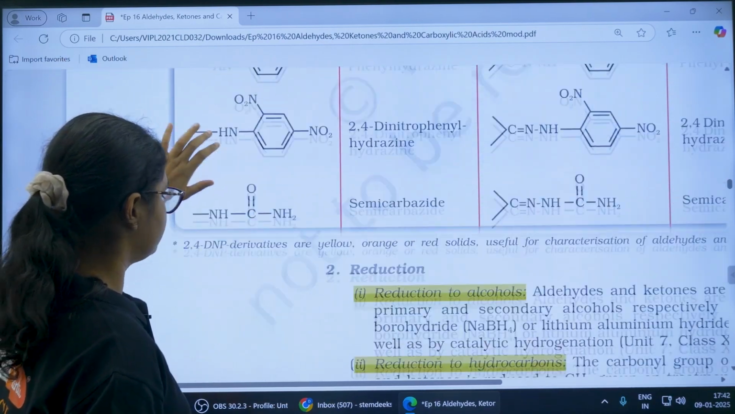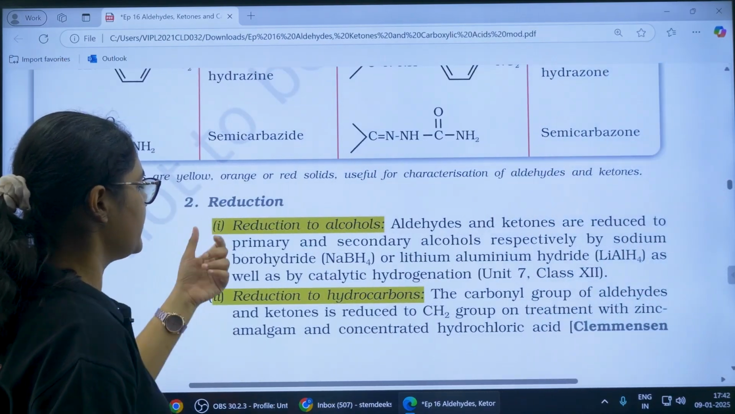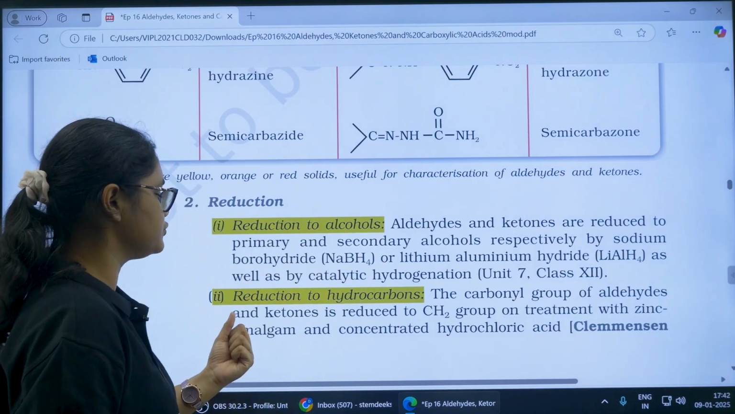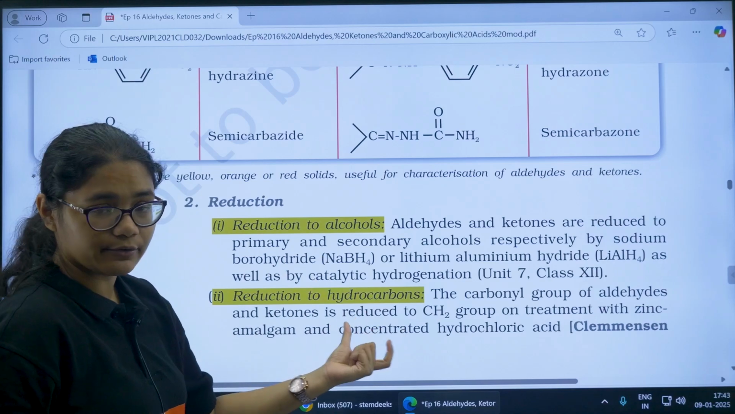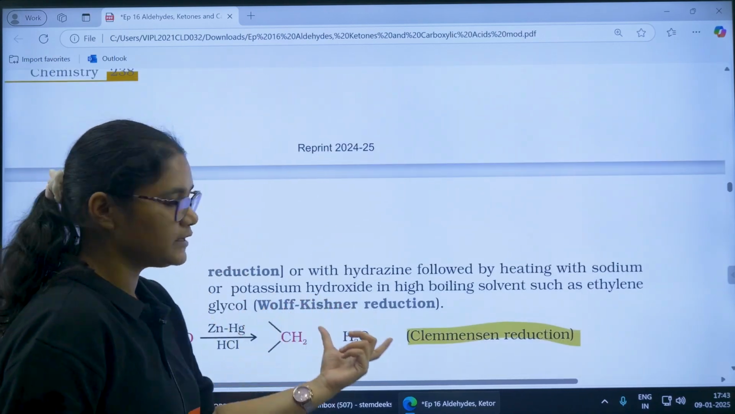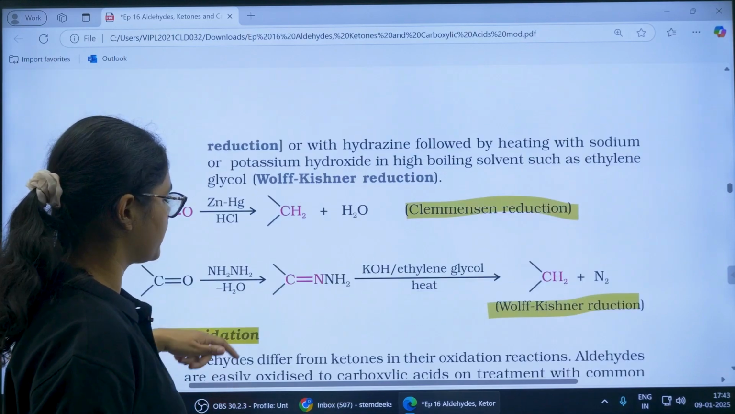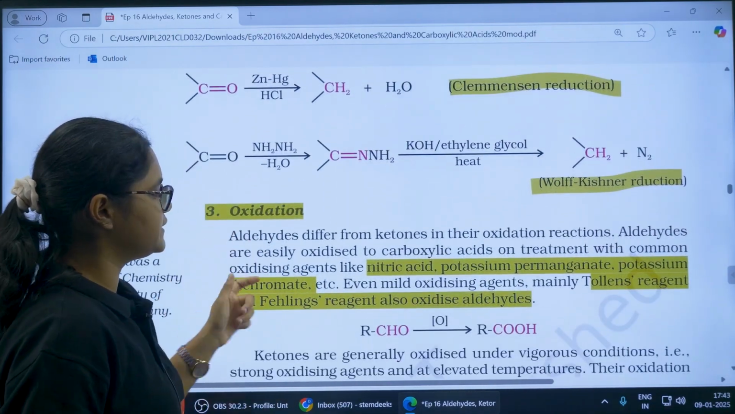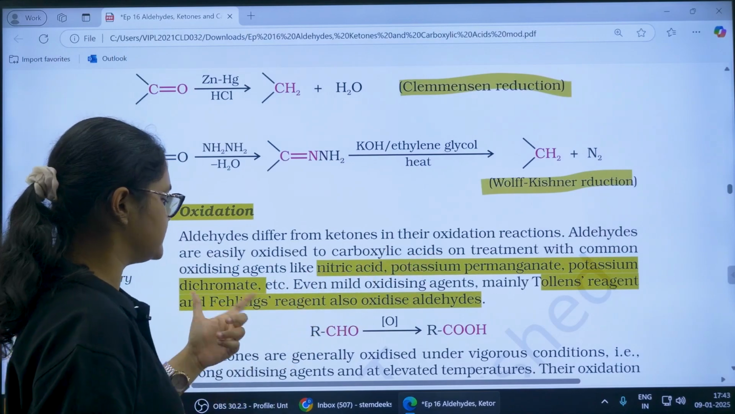Next we have reduction, okay. So reduction to alcohols, that is there. Reagents you should remember. Then reductions to hydrocarbon, here we have Wolff-Kishner reduction and Clemmensen reduction, okay. So all these things that are there in your chapter you must have read. Oxidation, so different oxidizing agents are there.